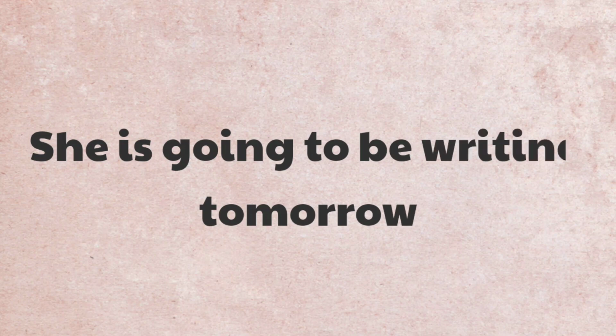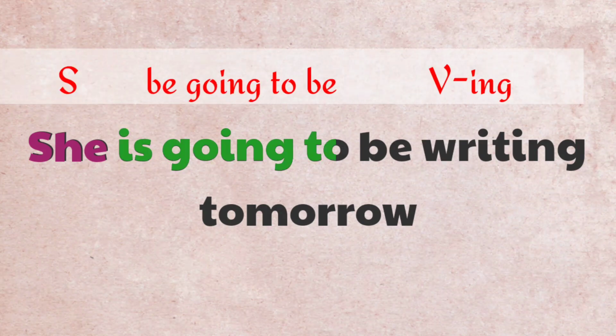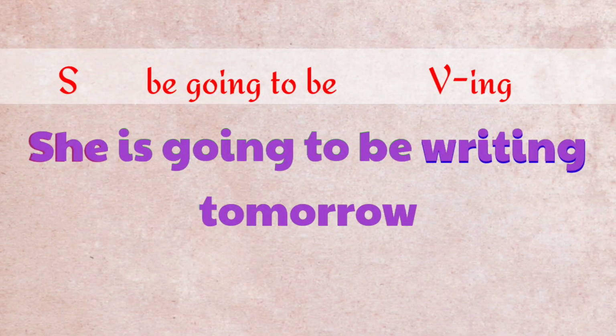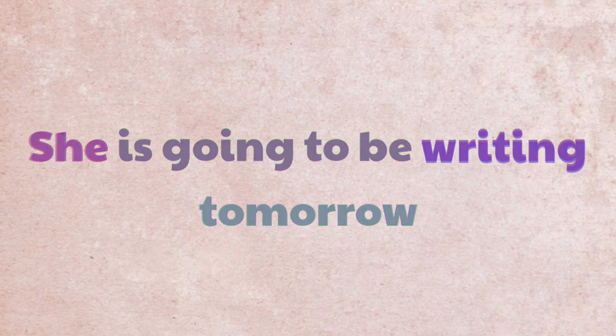She is going to be writing tomorrow. For this example, we use be going to be. Here, the subject is she, and therefore we have to add is here. Then, going to be and verb ing. She is going to be writing tomorrow. Tomorrow here shows when this action will be happening.